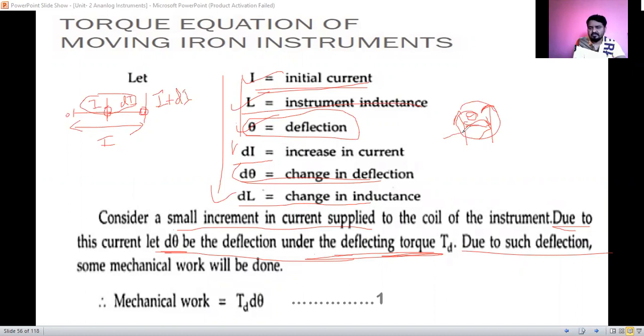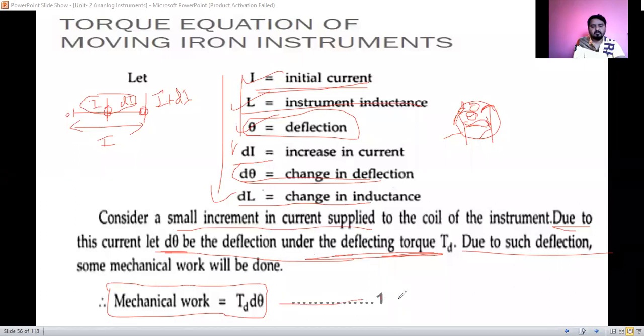Because of changing the current, the deflection will change, and that changed deflection is d theta. So the mechanical work done is the product of deflecting torque and change in deflection: TD into d theta. This equation we are considering as equation number 1.